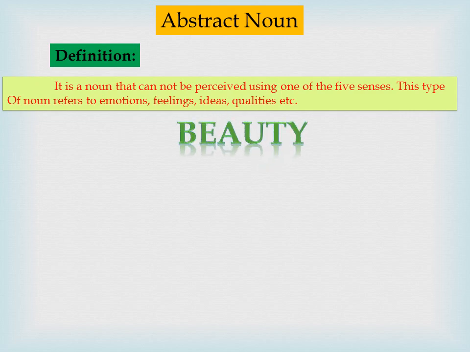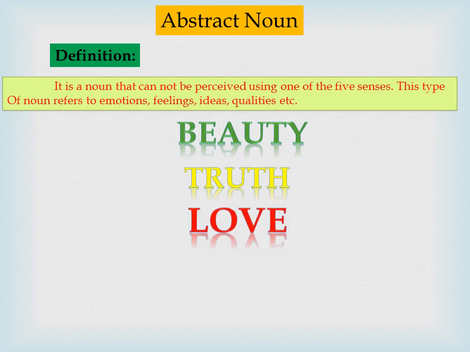As far as examples are concerned, first of all, beauty. Beauty cannot be touched, but just can be felt. We can touch a beautiful object, but not beauty. Next one is truth. Truth is also an abstract noun. Next one is love. Love is also an abstract noun because these things are beyond our touch.